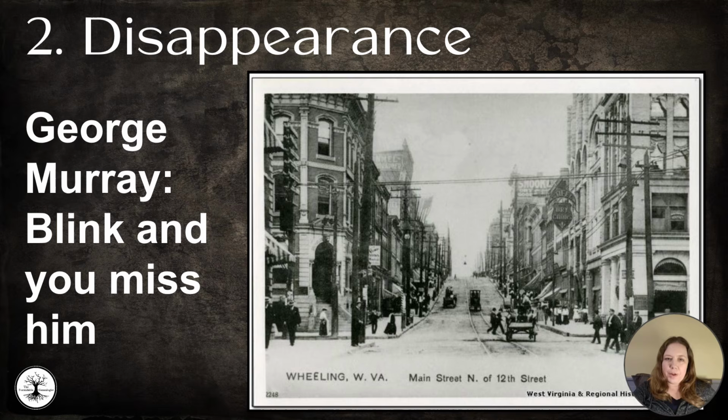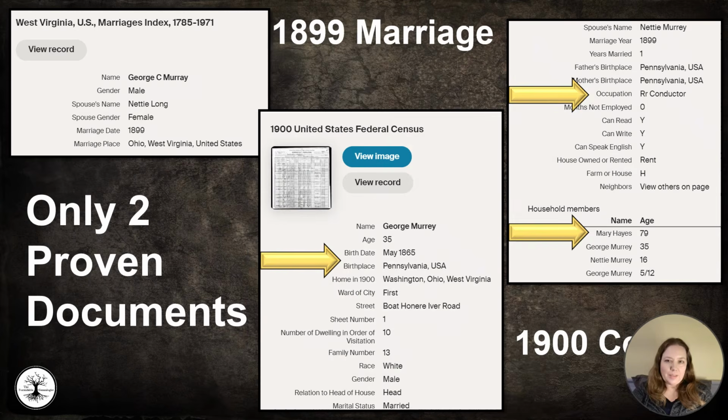In this example, we have George Murray, and he appears in 1900 on the census, but then he has disappeared by 1910. My client is his great granddaughter, and the family has no idea what has happened to him since 1900. They assumed he had died, but she always wondered about it, so she hired me to look into it.